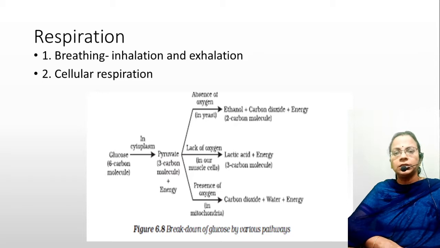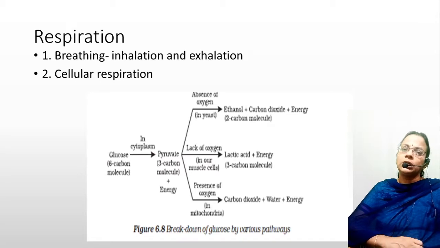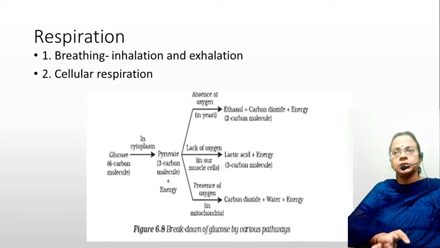So in all the cells, irrespective of whether they are unicellular or multicellular, the first step is that glucose will be converted into pyruvate. Glucose is a 6-carbon compound and pyruvate is a 3-carbon compound. In the cytoplasm it is broken down. In that process oxygen is not required, so it is an anaerobic process. Oxygen is not essential to convert glucose into a 3-carbon compound, that is pyruvate.